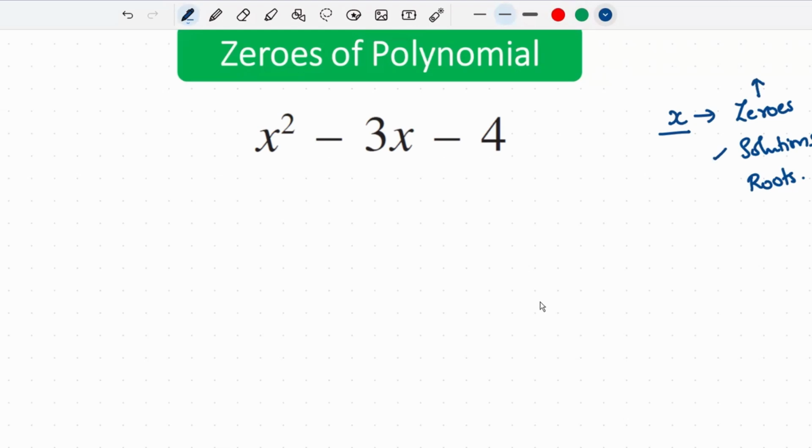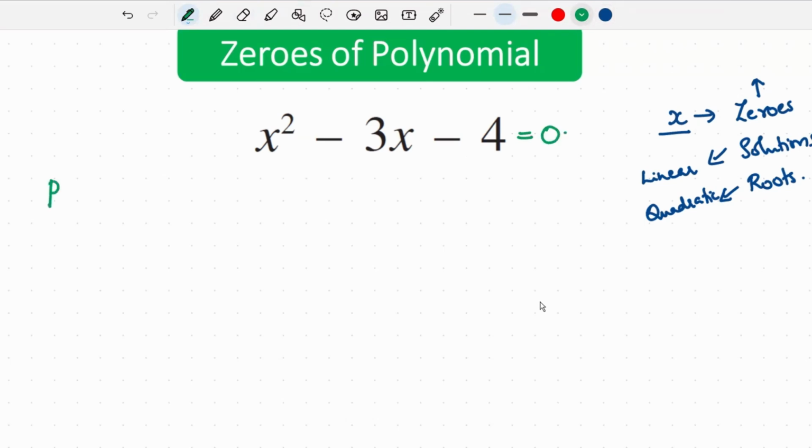In the next chapter, linear equations, you will see that the value of x and y is referred to as the solutions of a linear equation. And in the other chapter, the value of x is now known as the roots of the quadratic equation. The value of x makes this polynomial equal to 0.